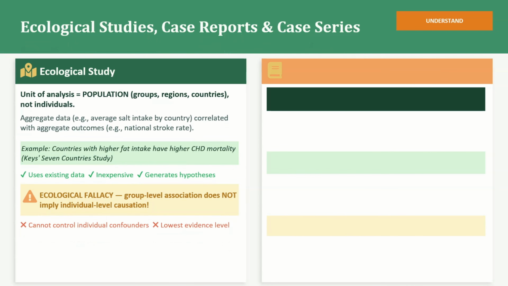Now, the bottom of the pyramid, the ecological study. The unit of analysis is the group, not the individual. Compare countries' average fat intake with their heart disease rates. Very cheap, using existing data. But watch out for the ecological fallacy. A group-level association does not mean it's true for individuals. Just because countries with more cheese have fewer heart attacks doesn't mean you should eat a kilo a day.